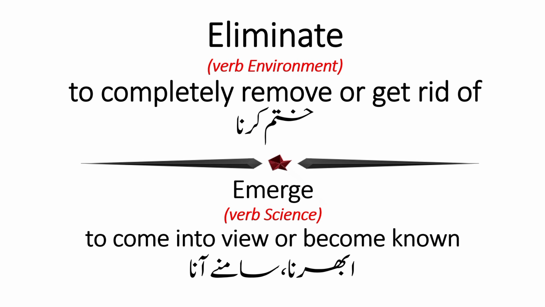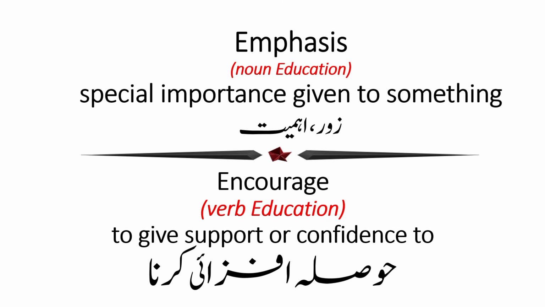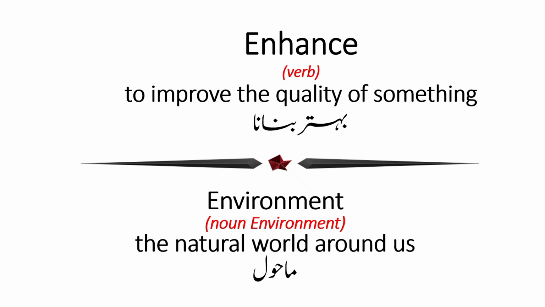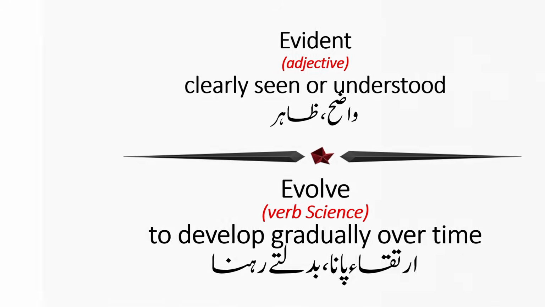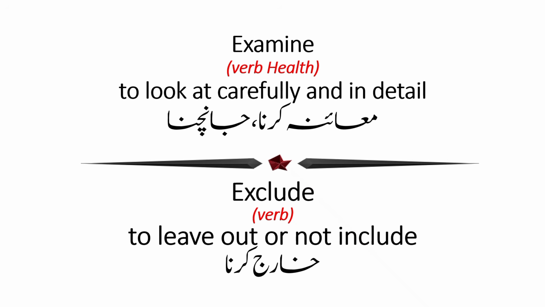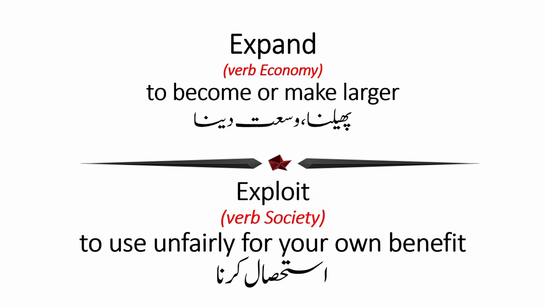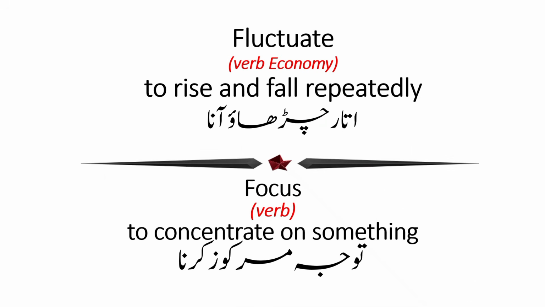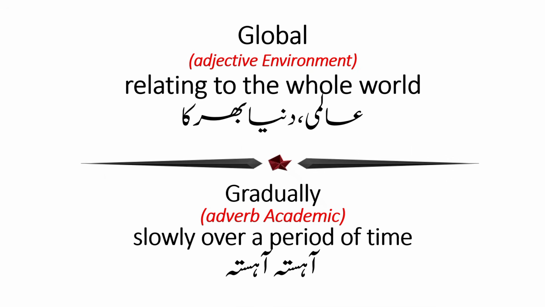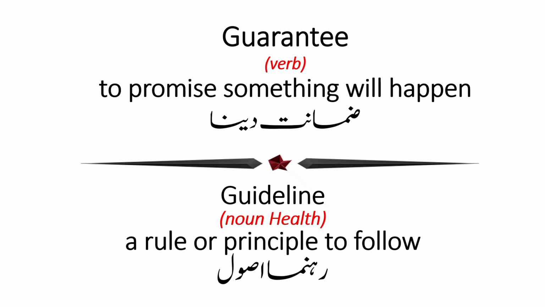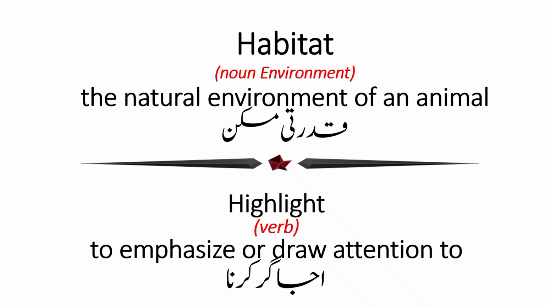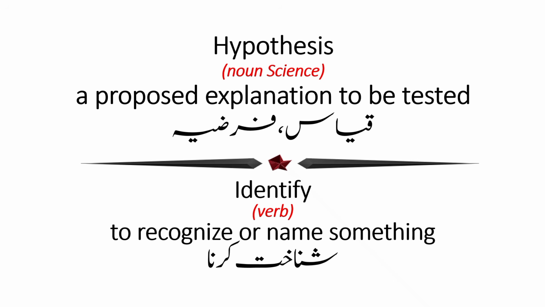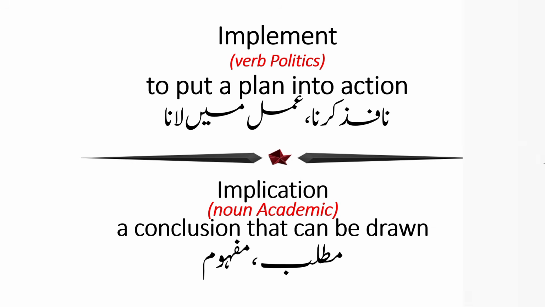Accurate, adjective, academic, correct and without errors. Achieve, verb, to succeed in reaching a goal. Acknowledge, verb, to accept or admit something. Adapt, verb, science, to change to suit new conditions. Adequate, adjective, academic, enough for a purpose. Advocate, verb, politics, to support or argue for a cause. Affect, verb, health, to have an impact.